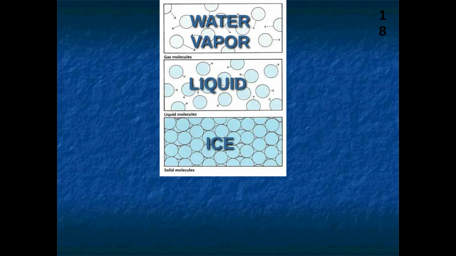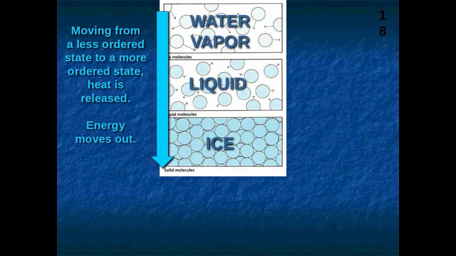So we need to analyze the energy. We need to analyze energy moving into the system and energy moving out of the system. So if you look to your left here, there's an arrow that's moving from a vapor to a liquid to a solid. And here we say that we're moving from a less ordered state, which would be represented by the vapor, moving towards a more ordered state. In order for nature to achieve a more ordered state, energy is going to move out. So we would say from a vapor to a liquid, energy is moving out. From a liquid to a solid, energy is moving out.